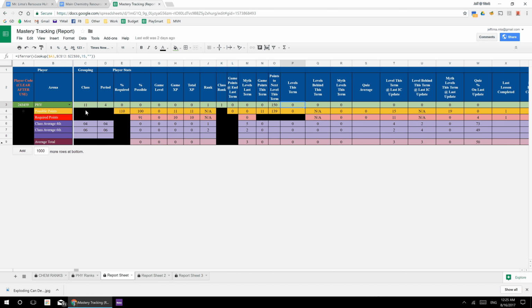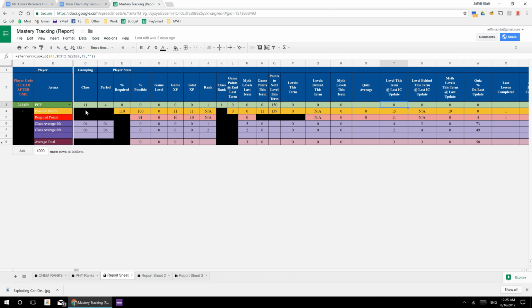That's the one that really matters. This column right here is the one that matters for your grade this term. The one that has the total game levels just matters to see where you are in the year as a whole. Then you have myth levels this term, which again is the bonus you're receiving this semester. Then you get your quiz averages.